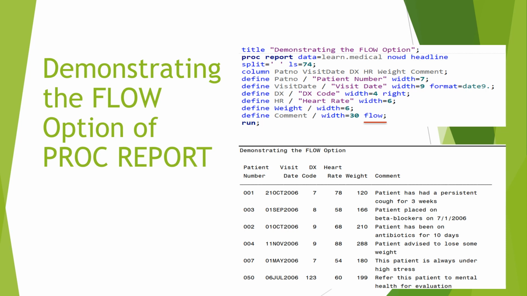Without this option, PROC REPORT would use other characters, such as the slash in the dates, as possible line breaks. The right option used for the dx variable right aligns the dx values. The default alignment for a character variable is left. Alignment options are left, right, and center.